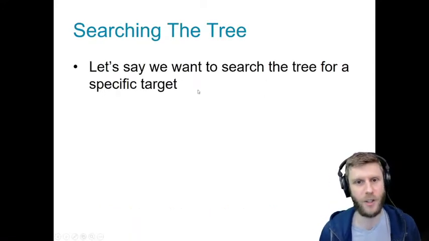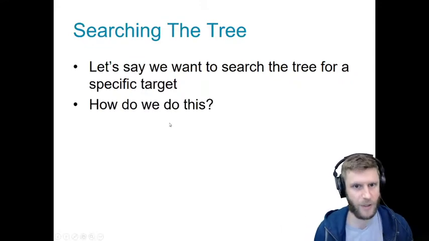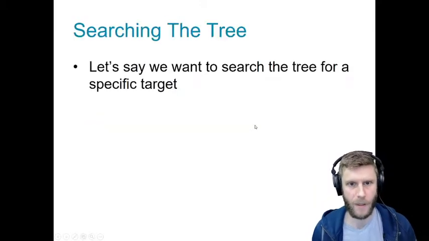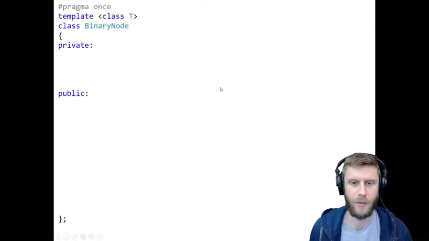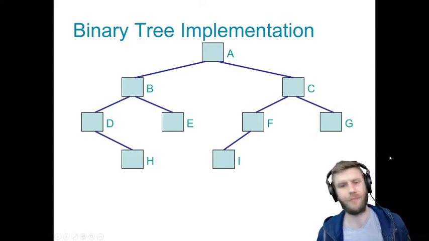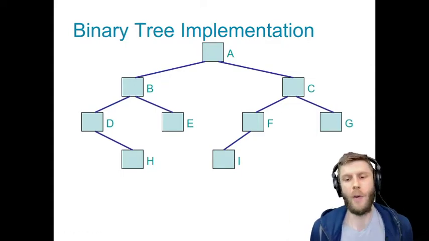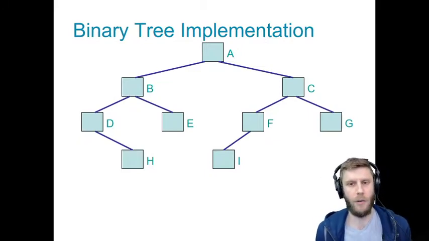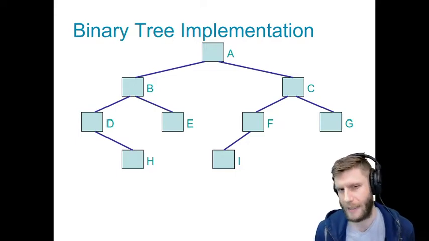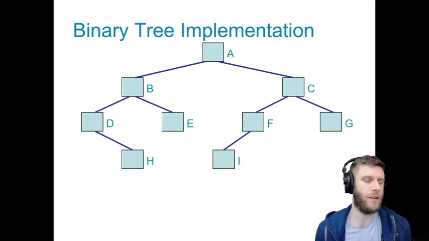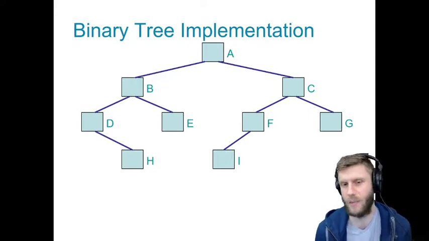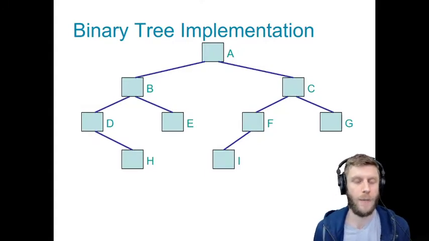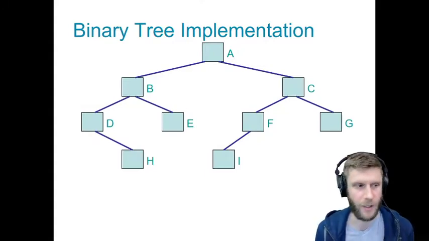So let's say we want to search the tree for a specific target. How do we do this? Think recursively. Actually, let me go back and find an example of the tree. Let's say I was looking for F. If you were to look for F, how would you do that? Think recursively, because the recursive implementation is going to be nice, quick, and simple looking. This is basically a search, right? Think linear search, but of course this isn't linear.